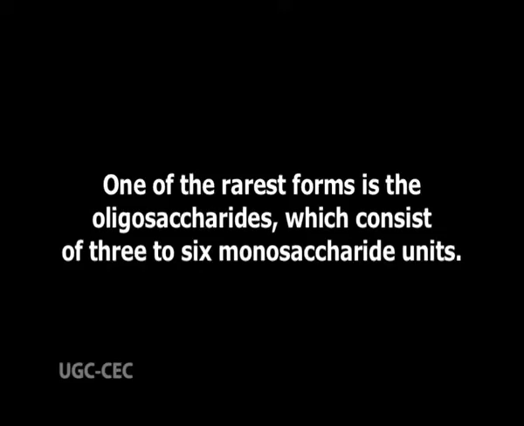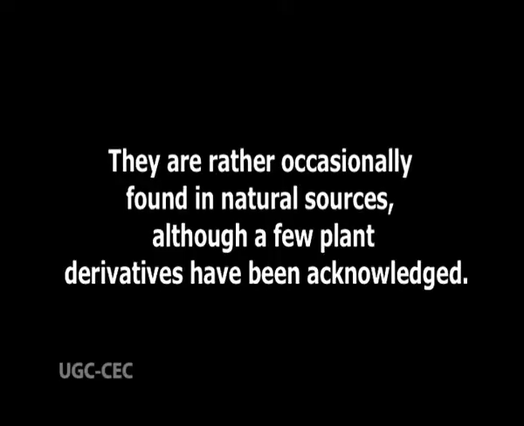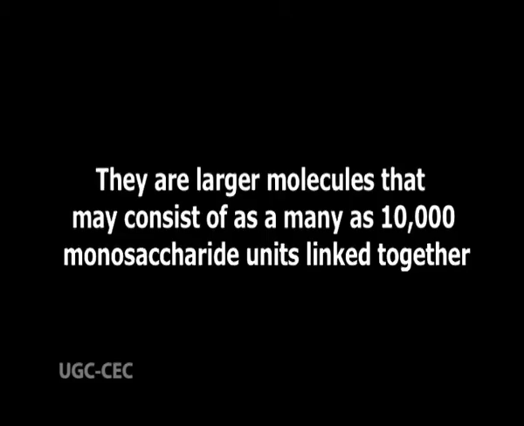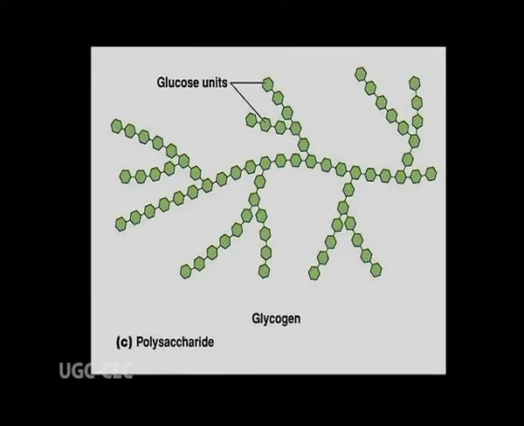organisms. One of the rarest forms is the oligosaccharides, which consist of 3 to 6 monosaccharide units. They are only occasionally found in natural sources, although a few plant derivatives have been acknowledged. Polysaccharides, which means many sugars, signify most of the structural and energy reserve carbohydrates found in nature. They are large molecules that may consist of as many as 10,000 monosaccharide units linked together. Polysaccharides may vary significantly in size, in structural complexity, and in sugar content. Several hundred distinct types have been identified so far.